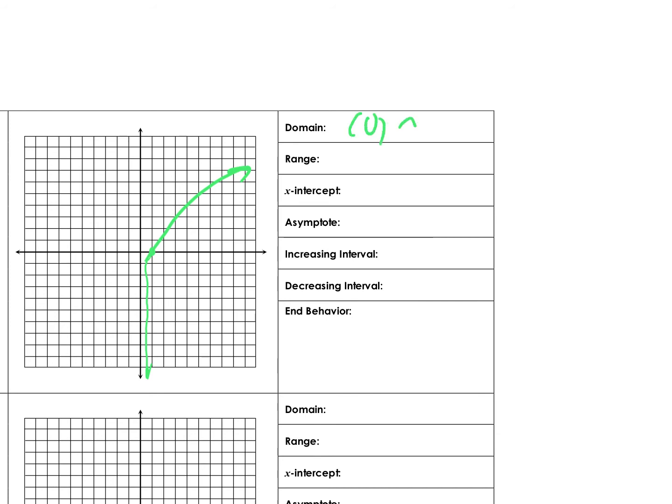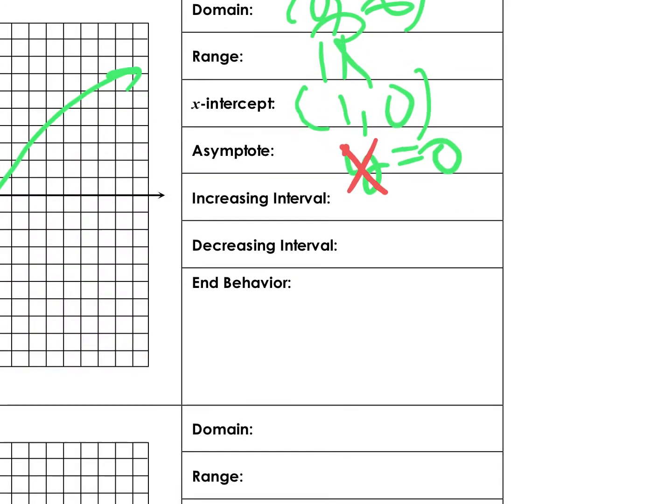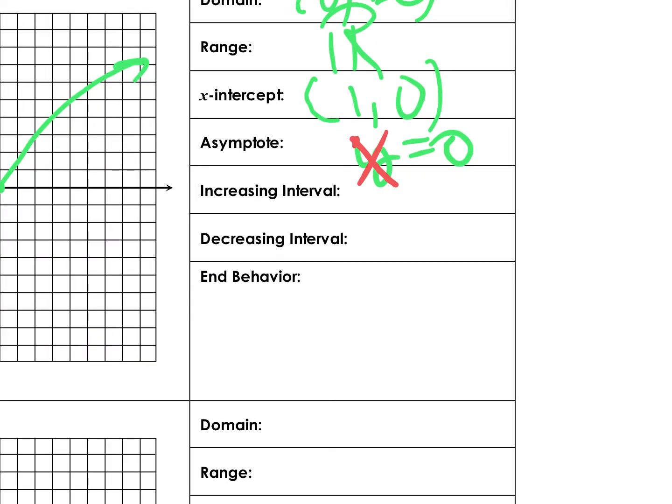From 0 to infinity, all real numbers is your range. 1, 0 is my x-intercept. Y equals to 0 is still my... Oh, what am I doing on every one of those? Yeah, it was x equals to 0. Did anybody catch that on the other two problems? I feel ridiculous. That's what happens when you're working at 5 in the morning.